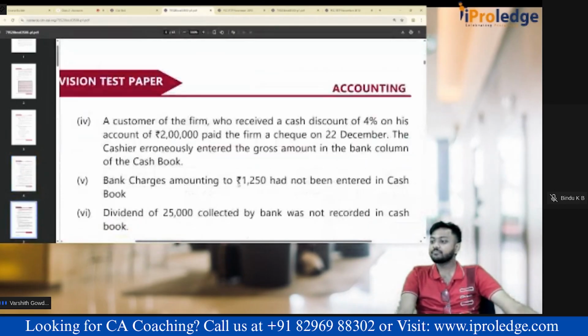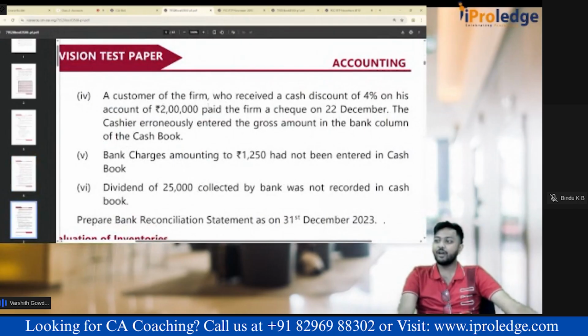Next, a customer of the firm. Remember the discount? How much is the discount? 2 lakh into 4%, it is 8,000. They have received 1 lakh 92, but this guy has recorded it as 2 lakh. So what has happened? Your cash book is more, passbook is less. We are doing it from the passbook angle, so we have to add how much? 8,000. Then bank charges directly debited. So passbook is less, cash book is more. Add to the passbook. Then dividend of 25,000 collected by bank was not recorded in the cash book. So minus.